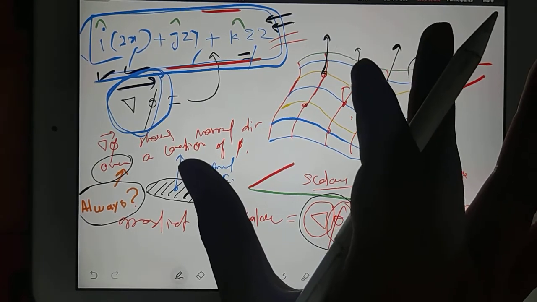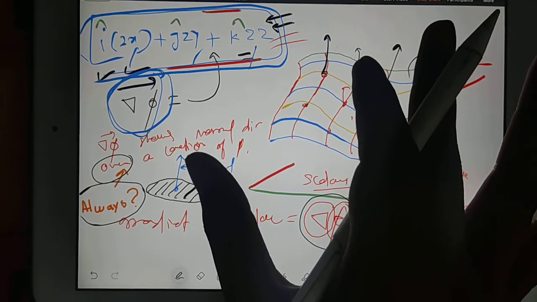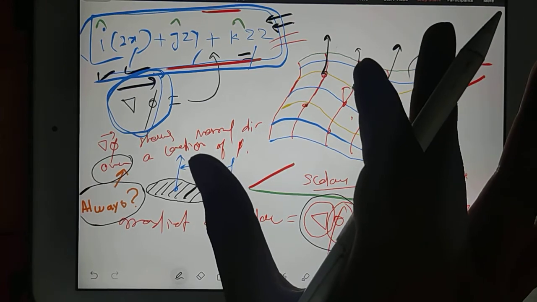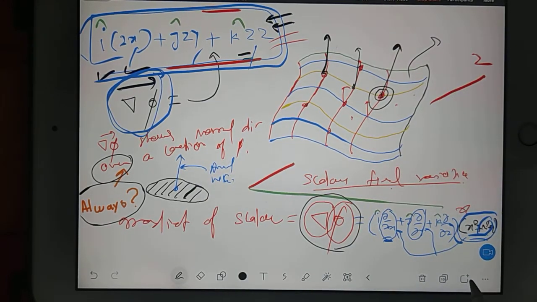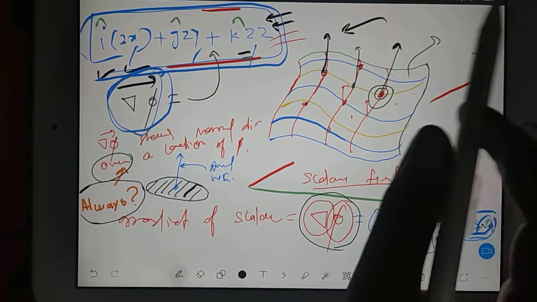Okay, now we'll go for what is the meaning of divergence. I hope this part is clear. Now we'll go for divergence. You should have the physical feel of gradient clear now.